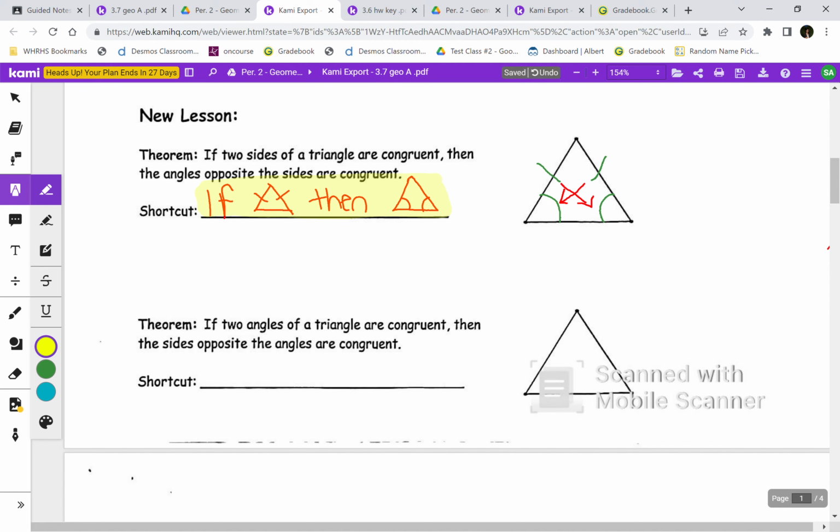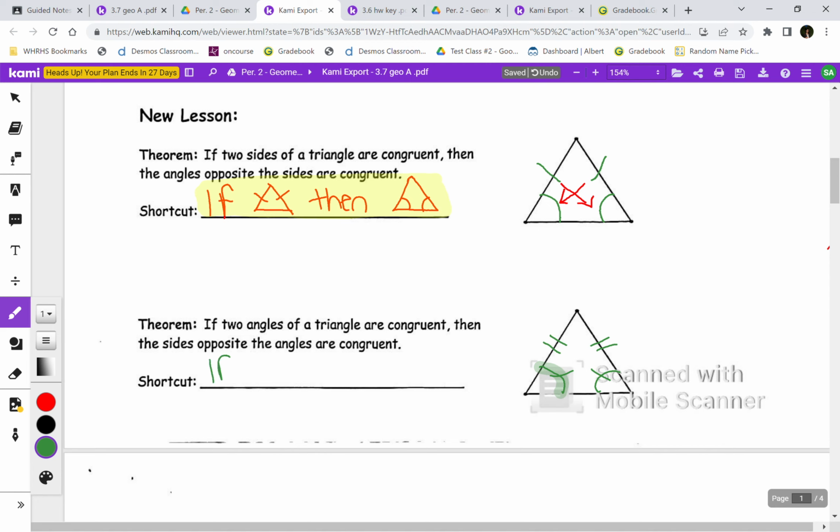All right, so now the next theorem is just flipping this. So now they're saying, okay, let's start off by saying that the base angles are congruent. If the base angles are congruent, guess what we can conclude? That the legs are congruent. Exactly. Shortcut. Anybody think they know how we're going to write out the shortcut? Sion? If triangle angles congruent, then triangle legs congruent. Good. If, and then we draw a picture of a triangle with the base angles congruent, then now we draw a picture with the legs congruent.